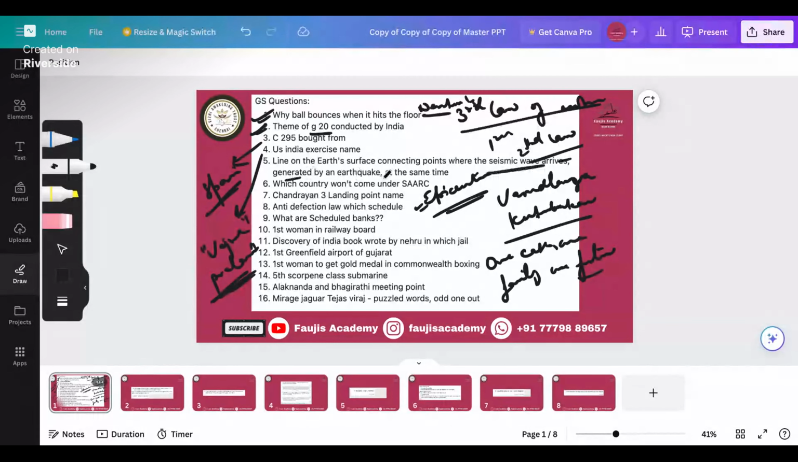Which country won't come under SAARC? So, which are the countries under SAARC? Afghanistan, Bangladesh, Bhutan, India, Maldives, Nepal, Pakistan, and Sri Lanka. These are the countries under SAARC. Apart from these, any other country will not come under the SAARC countries, right? Let's move on to the next question over here.